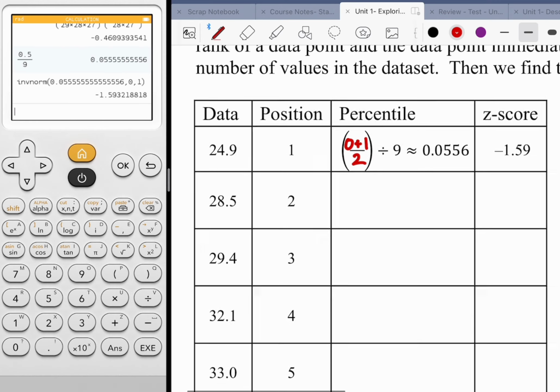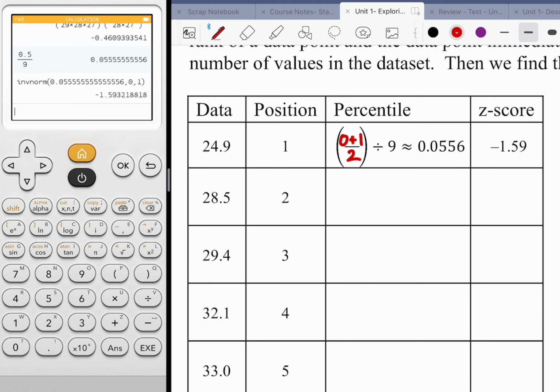So what we would do is we do that for each of the remaining values. So this is the second position, the 28.5, so I would do 1 plus 2 divided by 2, aka the average of 1 and 2, 1.5, and divide that result by 9, and get the percentile in decimal form.